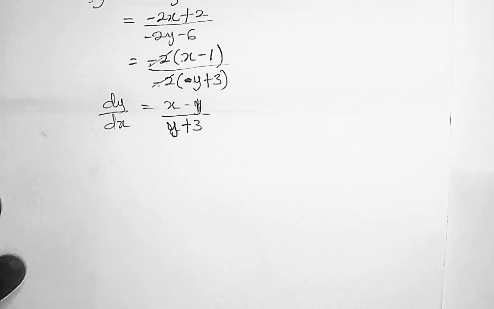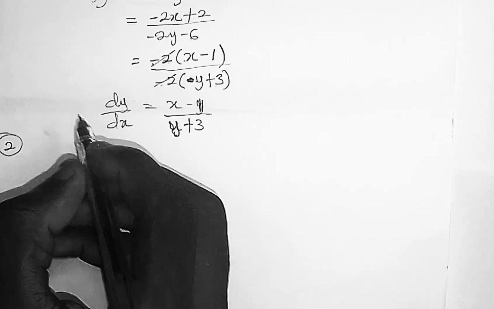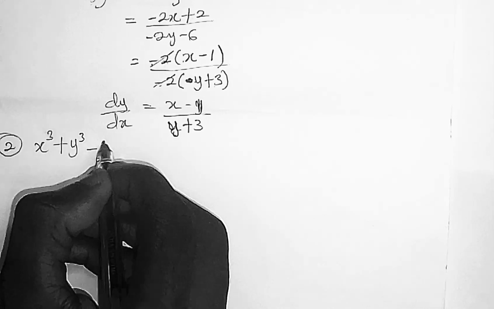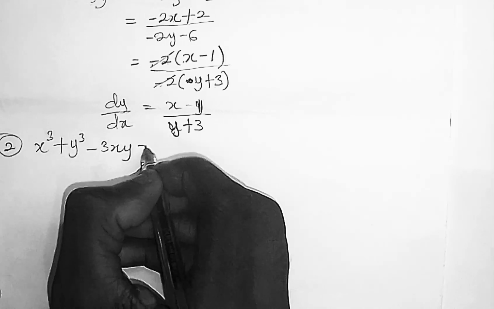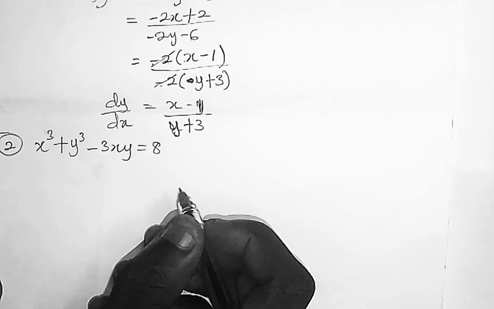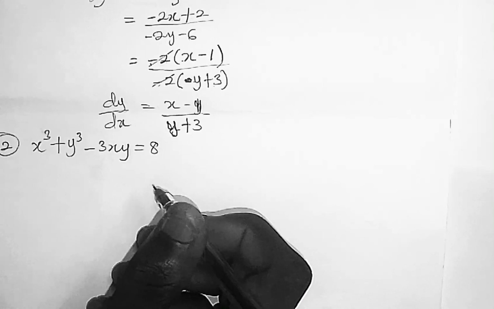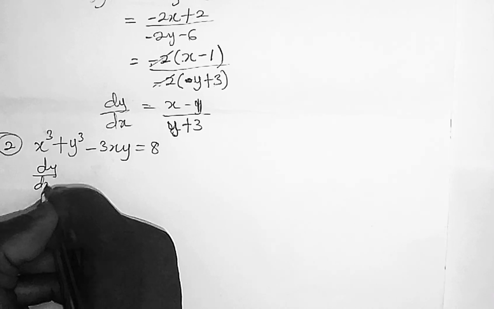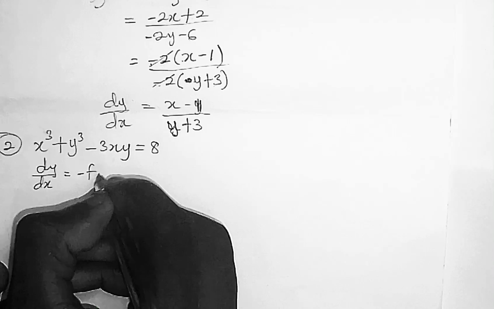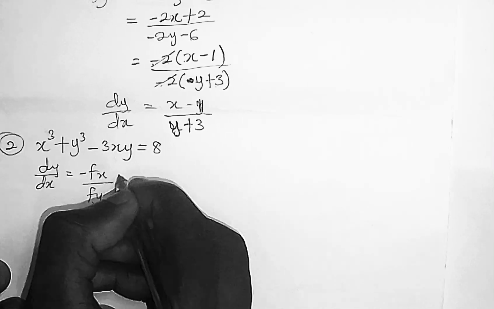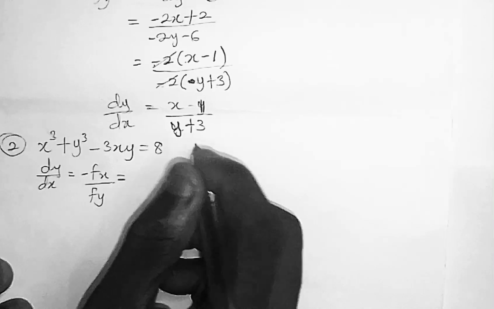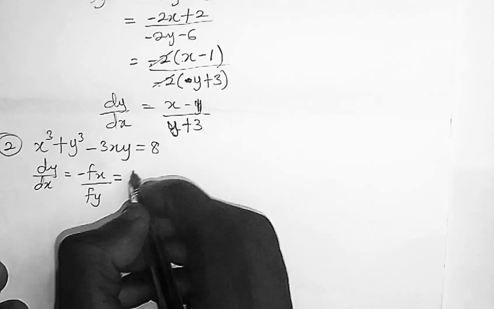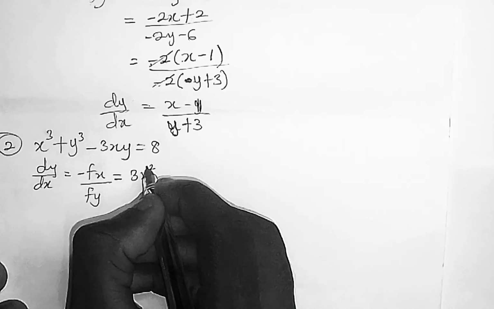The second example says, number 2 now, x cubed plus y cubed minus 3xy equal to 8. Are you seeing this now? So for you to do this, it is very simple. Just follow the same thing I did that time. So your dy/dx is equal to negative fx over fy. And that will give you negative fx. We differentiate with respect to x. If you differentiate with respect to x, this will give you 3x squared. Are you seeing that now?